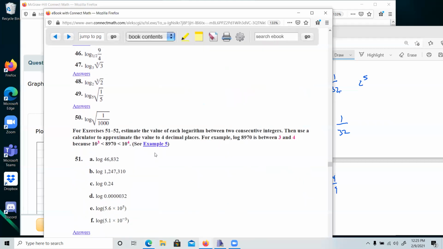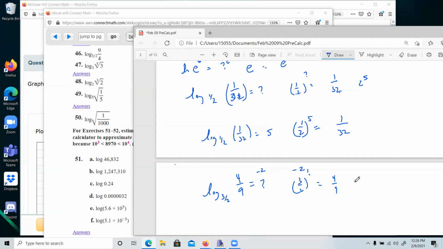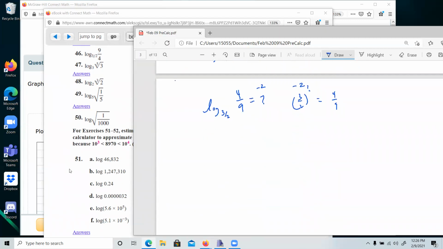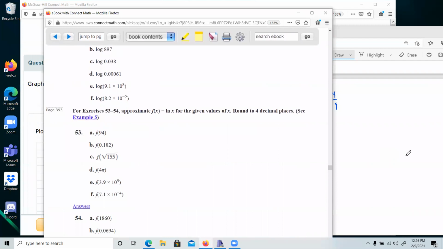With these, oh, okay, they just want to do 2 consecutive integers. Well, how many zeros would 40,000 have, 1, 2, 3, 4 zeros? And this is more than 40,000, so it'd be between 4 and 5. I think that's all they want us to do here. I wouldn't spend a lot of time on that.